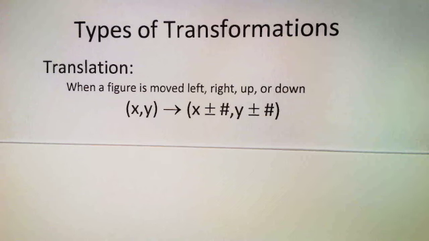To begin, we're going to go over different types of isometric transformations. In the previous video, we went over a translation. A translation is simply moving a figure left, right, up, or down.